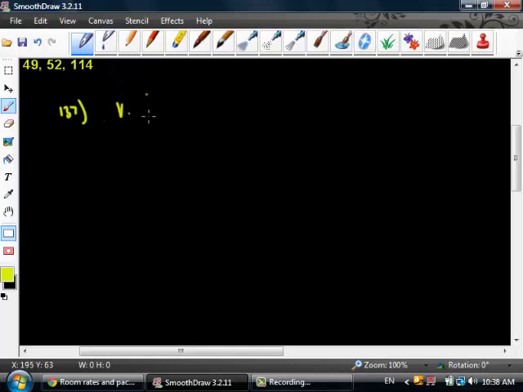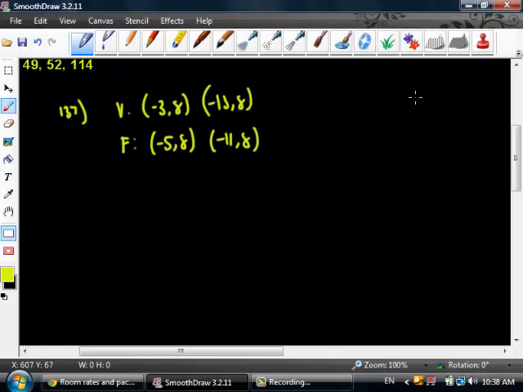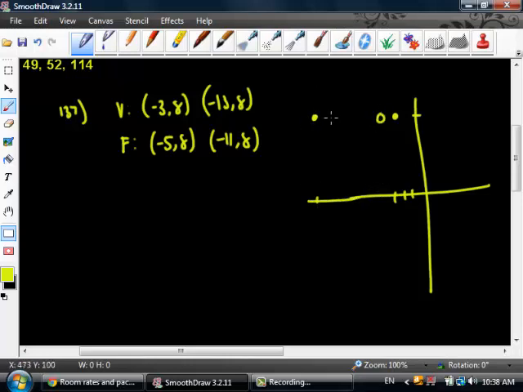Okay, the vertices are going to be (negative 3, 8) and (negative 13, 8). And the foci are (negative 5, 8) and (negative 11, 8). Okay, first thing, draw a picture of it. (Negative 3, 8). (Negative 13, 8), whoa, that's way out here. Foci are at (negative 5, 8), so that's here, and (negative 11, 8).